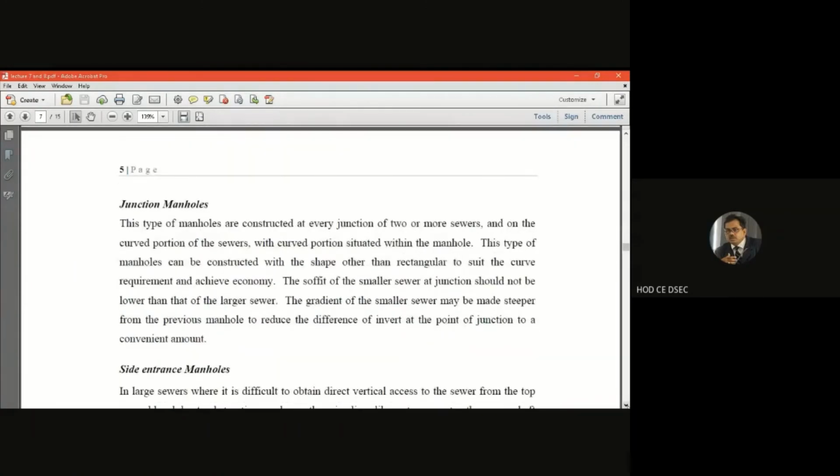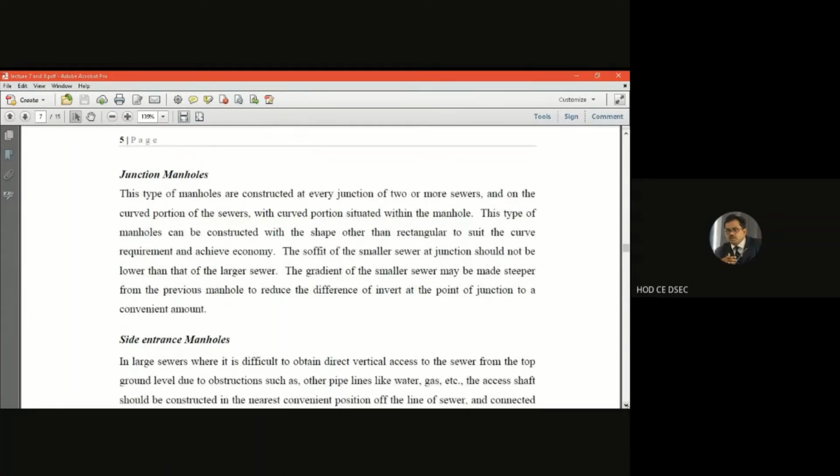Now, what is the junction manhole? Junction manholes are constructed at every junction of two or more sewers. Suppose from one sewer there are three sewers or two sewers bifurcated. So definitely a junction has been formed where from one sewer the other sewers are bifurcated.